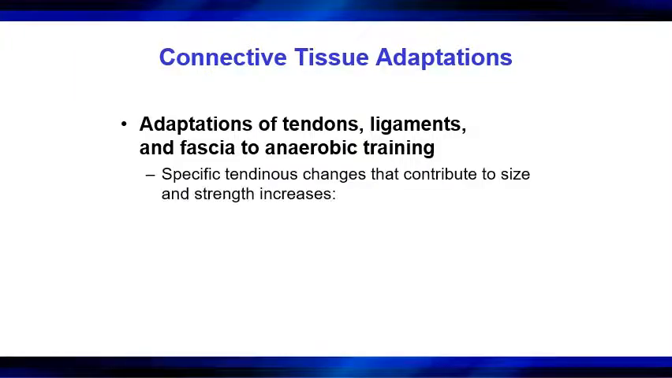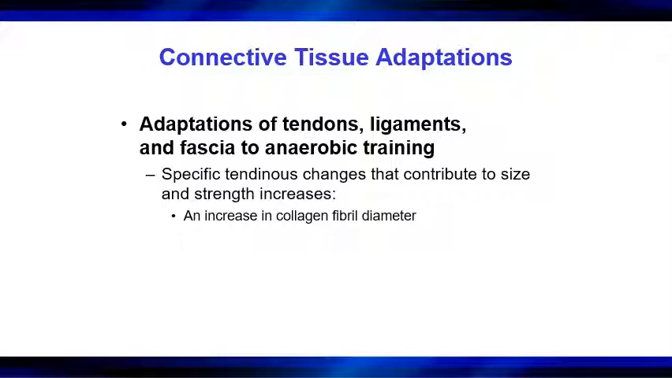So there's other things we want to look at. Again, specific tendinous changes that contribute to size and strength increases. These are things particular to the tendon. It's important to note that tendon metabolism is a little bit slower than the muscles, and that's primarily because there's less blood flow to tendons. So tendons don't have the blood flow to them that muscles do.